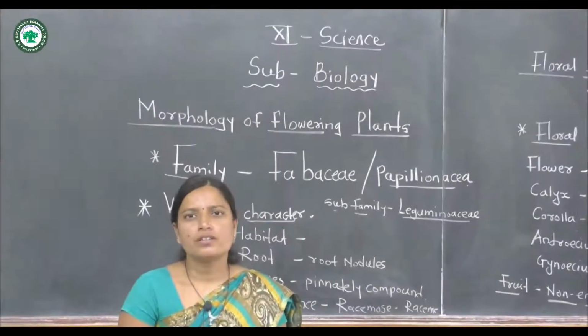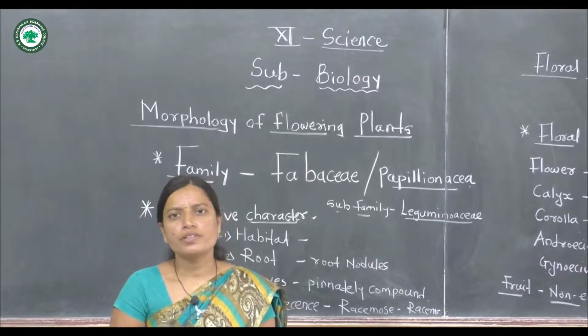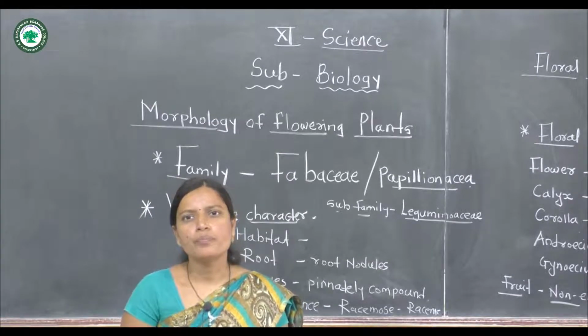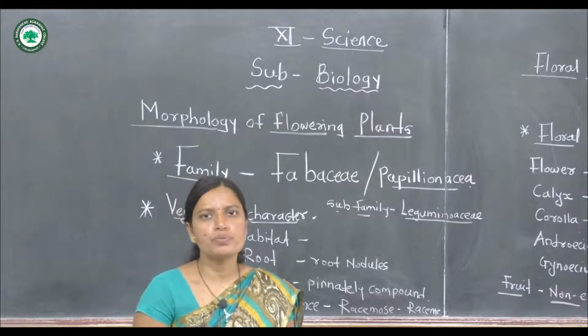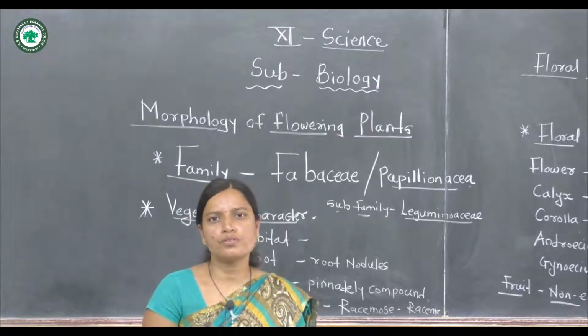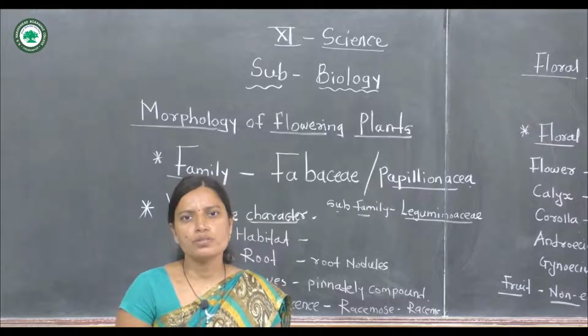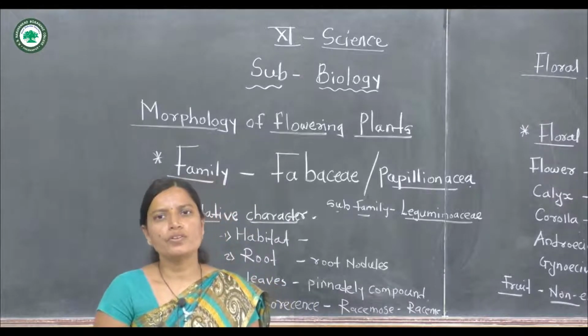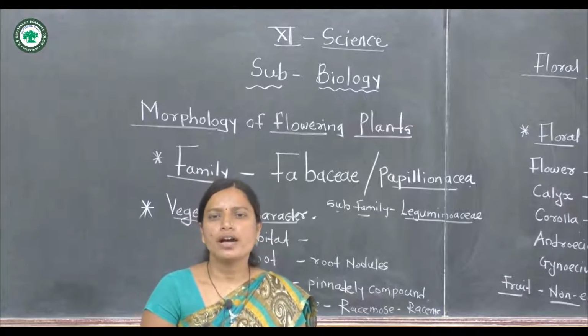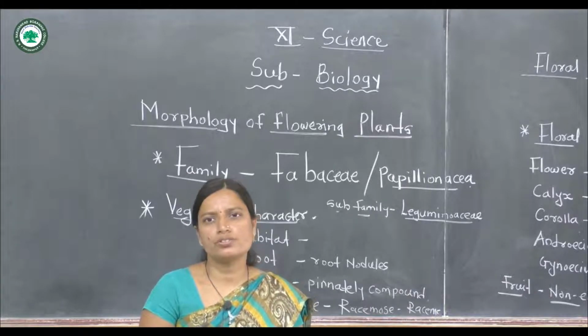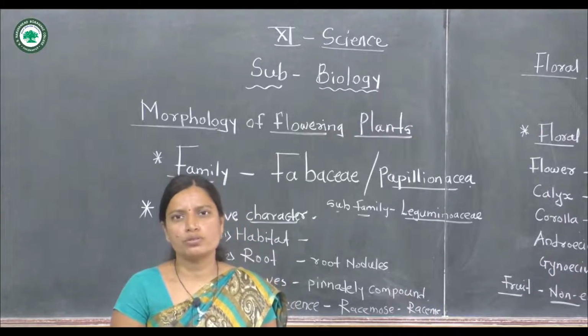Hello friends, in the last video we discussed the structure of fruits. Now this fruit is a typical structure. It is formed after fertilization, and the ovary gets swollen and enlarges to form the fruit.